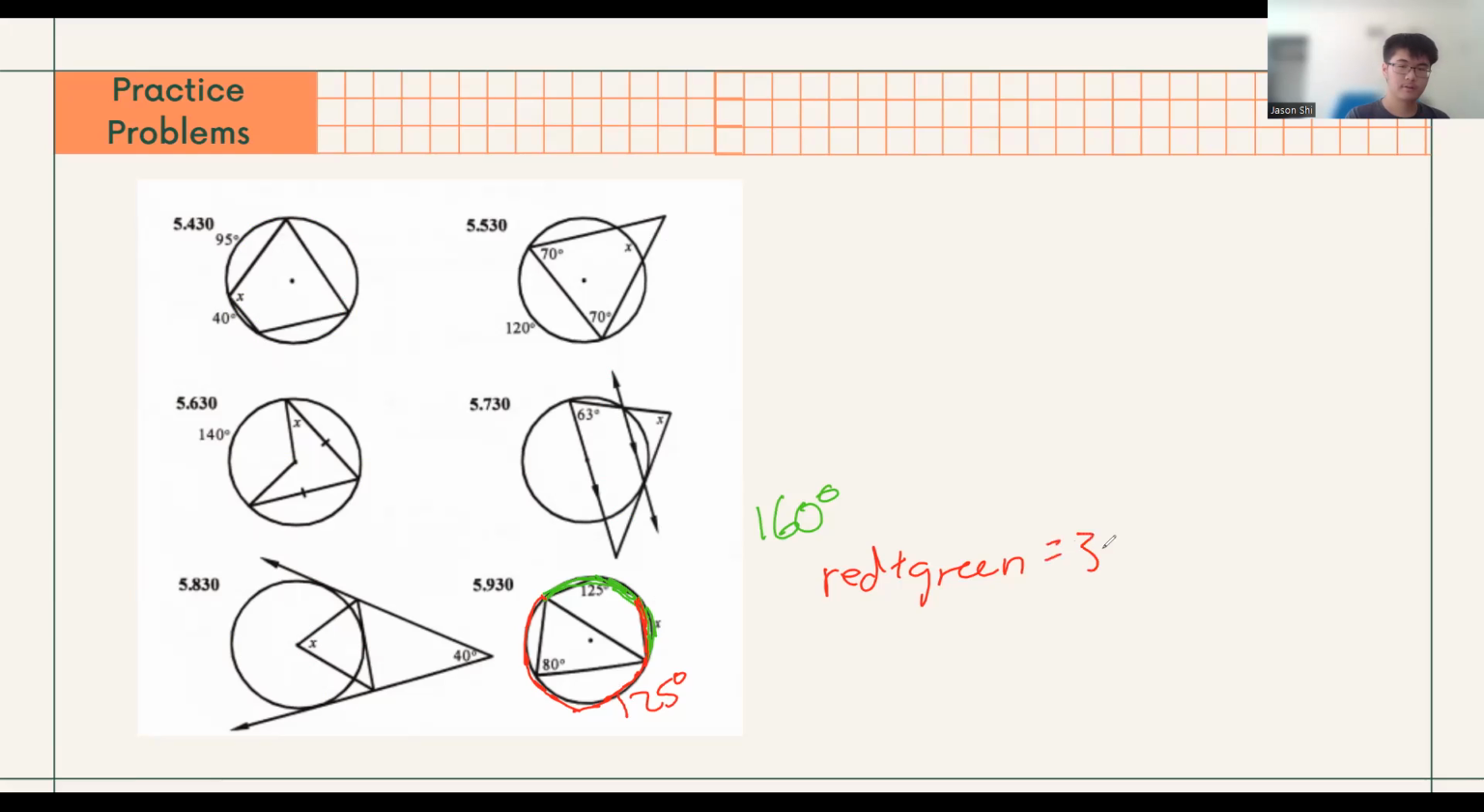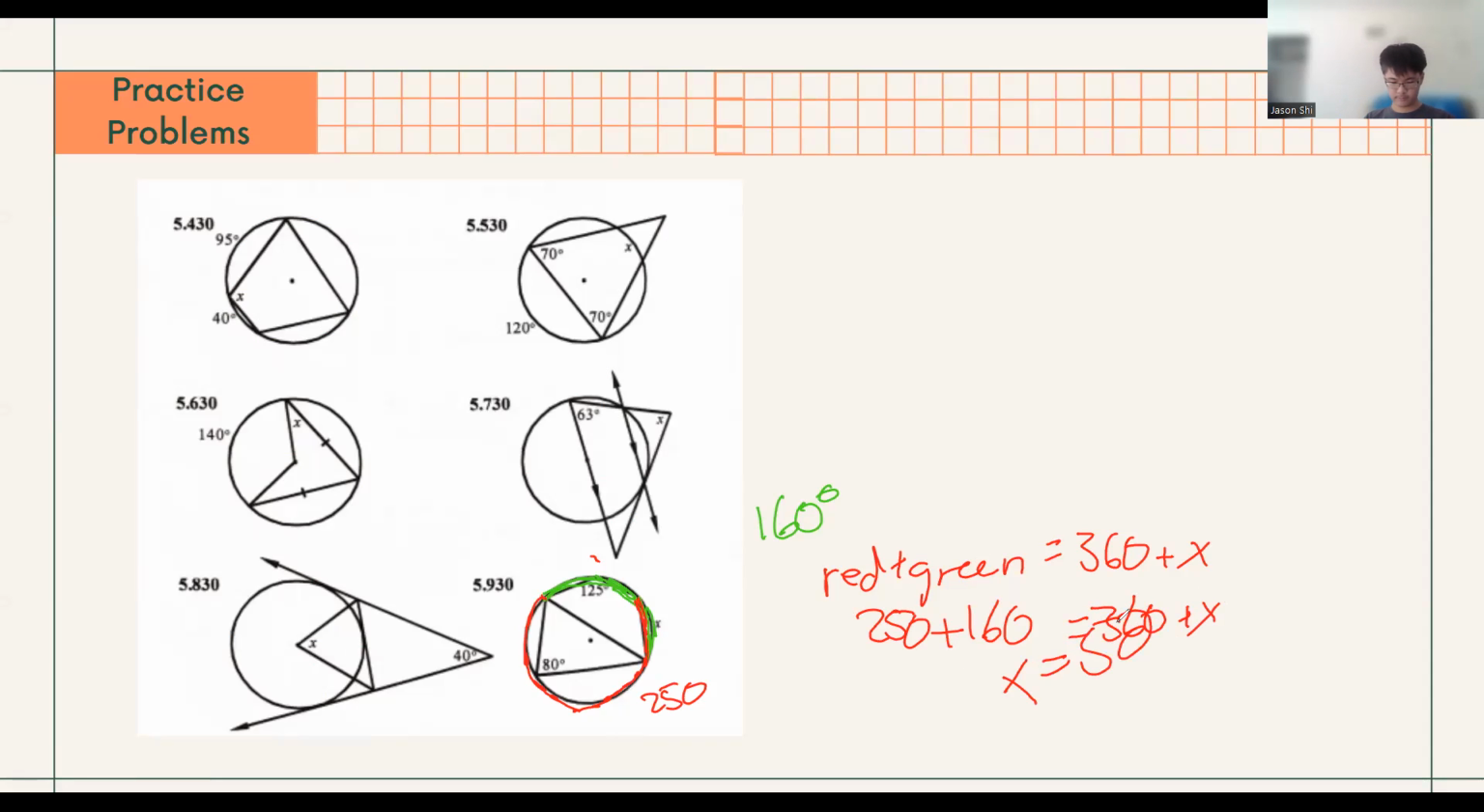So the entire measure of the circle is 360. Whatever overlaps, you can't just add it twice, because you have to add it back in again, right? So 360 plus X is the red plus the green. We know that the red is 125, and we know that the green is 160. Wait, no, the red is 250. Never mind. I need to multiply that by 2. Yeah, so the red is 250 plus 160 equals 360 plus X, right? So then X should equal 50. Oop, I wrote that a little incorrectly. Yeah, X equals 50. All right.